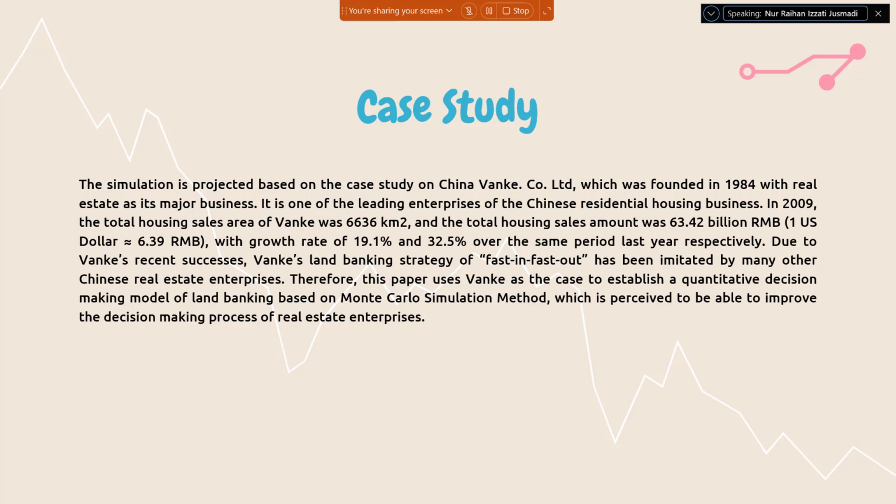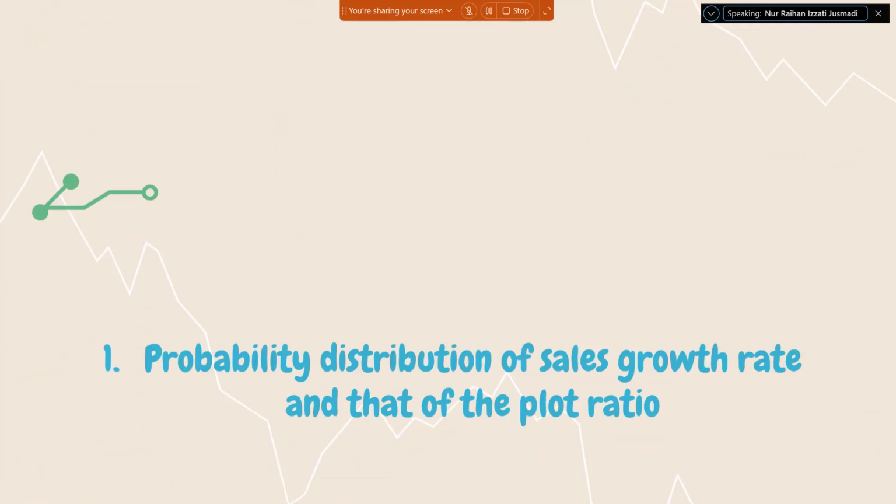Due to Vanke's recent successes, Vanke's land banking strategy, fast in, fast out, has been imitated by many other Chinese real estate enterprises. Therefore, this paper used Vanke as the case to establish a quantitative decision-making model of land banking based on the Monte Carlo simulation method, which is perceived to be able to improve the decision-making process of real estate enterprises.